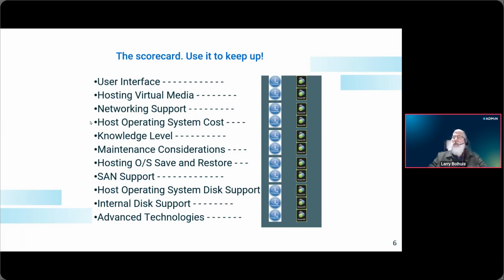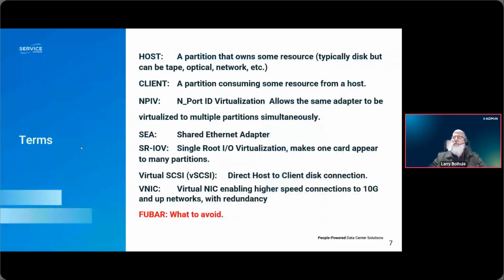We'll talk about cost a little bit, knowledge levels, maintenance considerations, hosting, operating system save and restore, support for SANs, host operating system disk support, internal disk support, and then advanced technologies, and we'll define what each of those are. But this is the list we're going to go through. So these are the things where you're going to score. Did IBM i win, or did PowerVM VIOS win for you in that category?